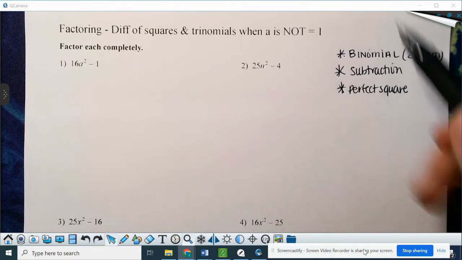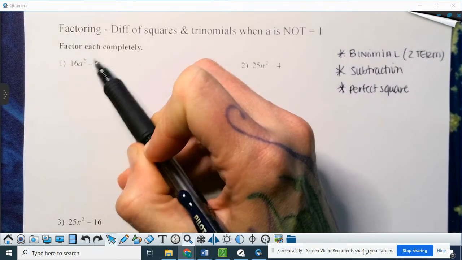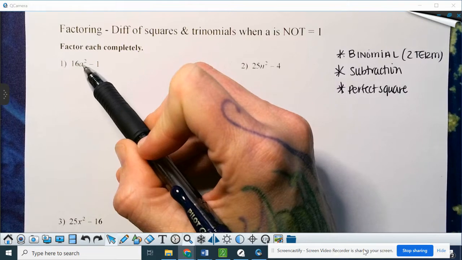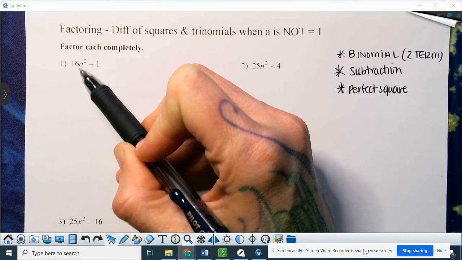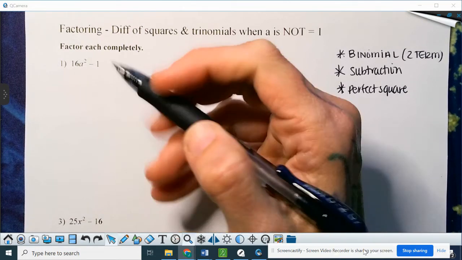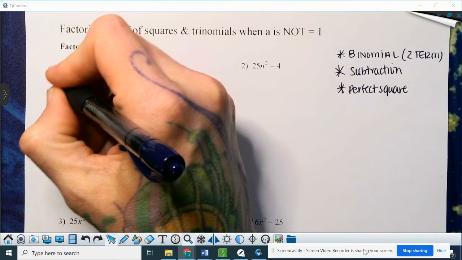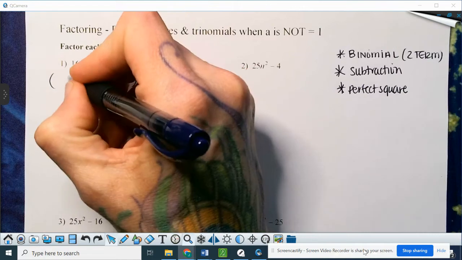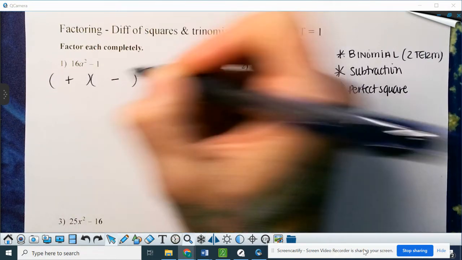But every time, is it two terms? Is it a subtraction? Are they perfect squares? And a times a is a squared. So if I took the square root of a squared, I get a. So that's how that works. So what we're going to do is every time we see a binomial with subtraction in the middle, we're going to do a set of parentheses with a plus and a set of parentheses with a minus.